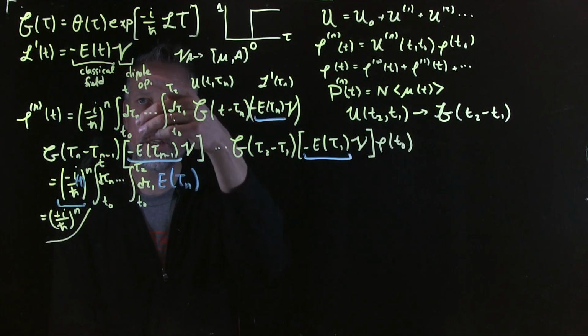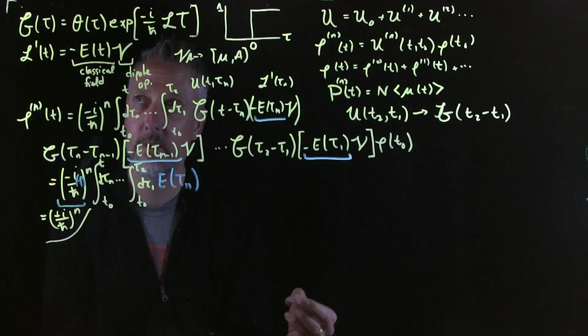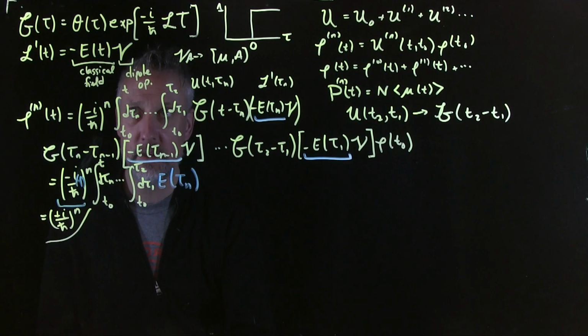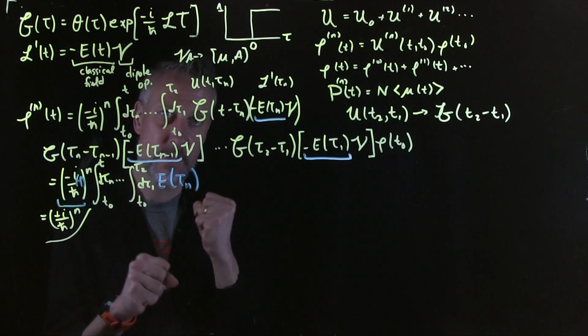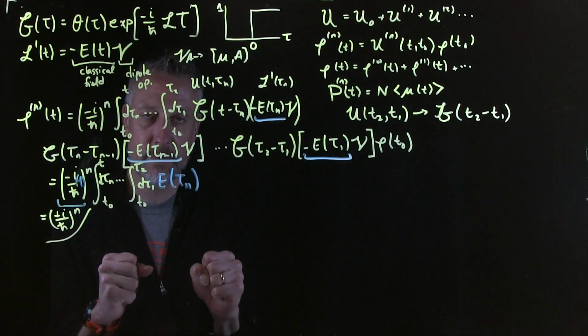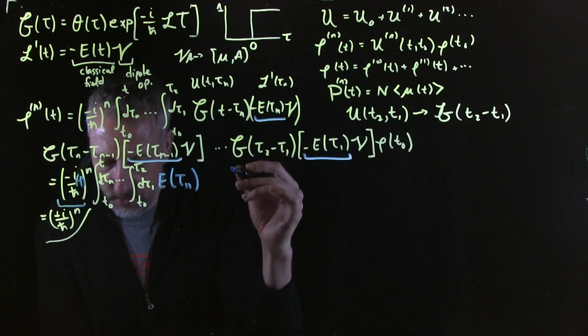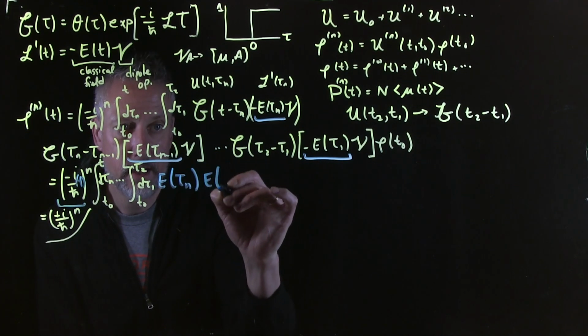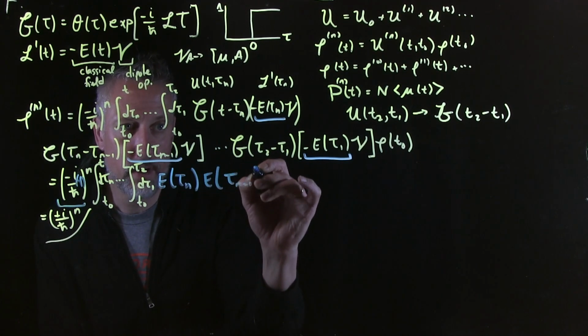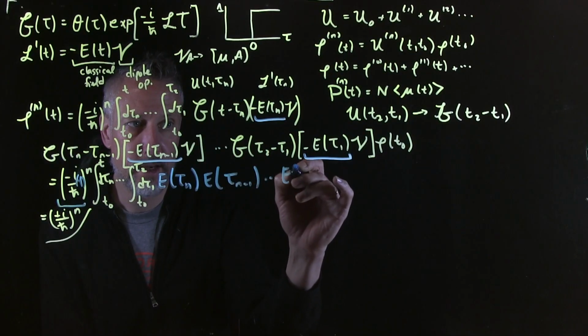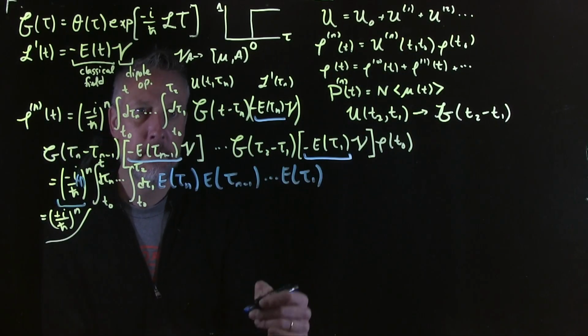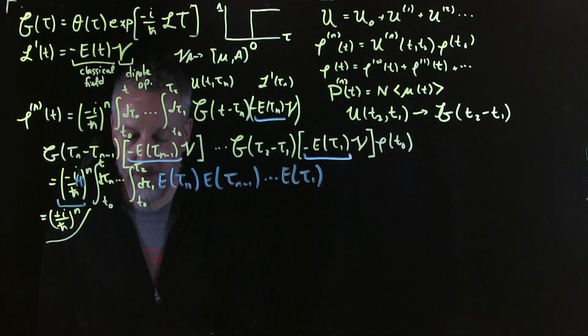The minus e is just coming from the basic physics of how you have an interaction Hamiltonian. You have e times the electric field times the dipole moment, and there's a minus sign. So we put the E in there. The first one is that one. The next one is going to be E of tau n minus 1, and then dot, dot, dot, all the way down to E of tau 1. And those are all of the different fields.